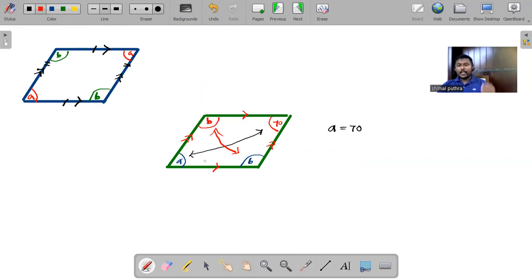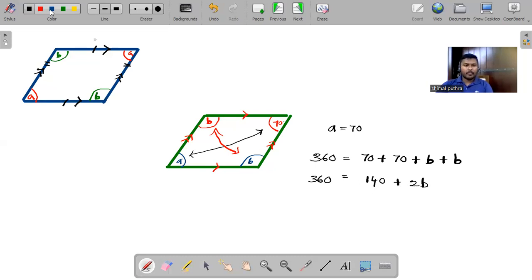The parallelogram has four sides. We know the sum of internal angles in a four-sided polygon is 360. This 360 should be equal to 70 plus 70 plus B plus B. These are the four internal angles. The sum of these four internal angles should be equal to 360. So 360 is equal to 140 plus 2B.